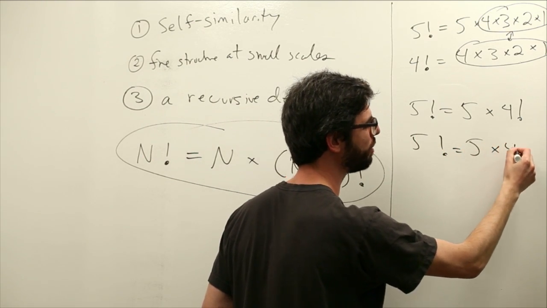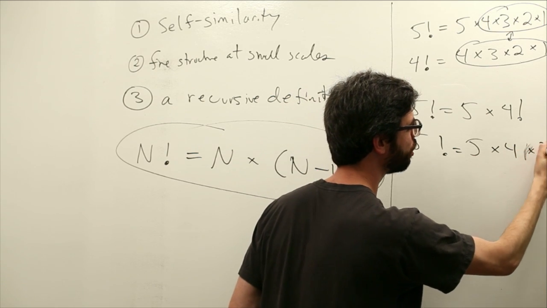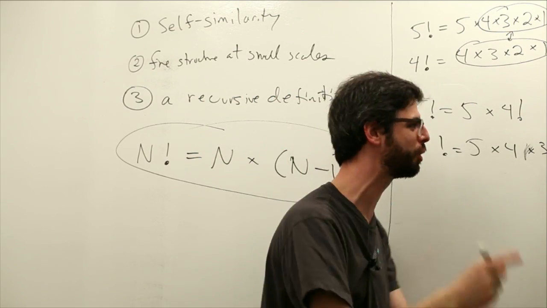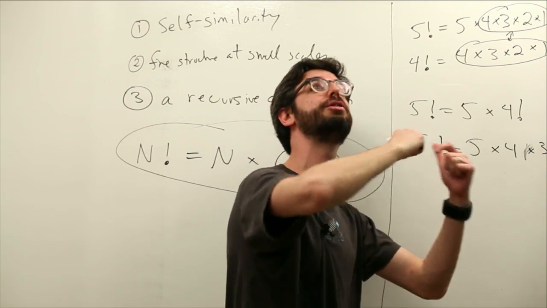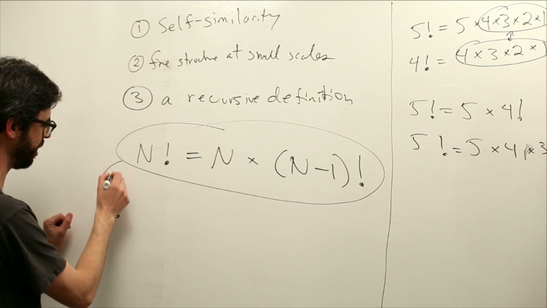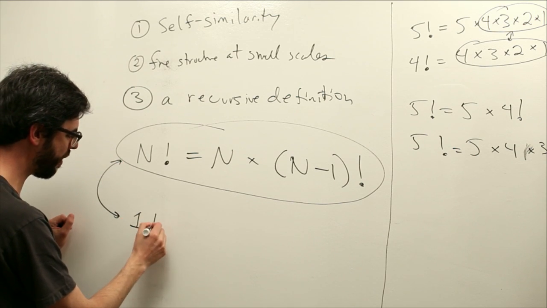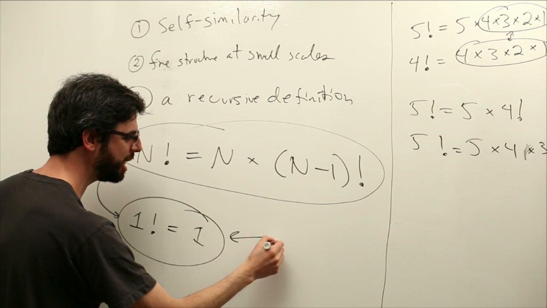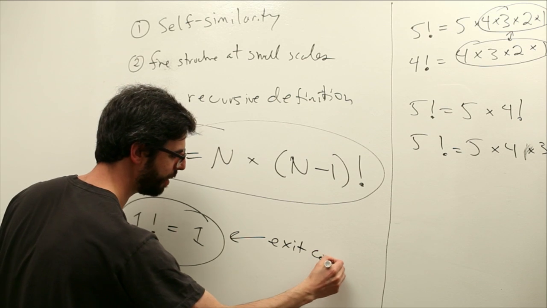5 factorial equals 5 times 4 times 3 factorial. Which means 5 factorial is 5 times 4 times 3 times 2 factorial, which is 5 times 4 times 3 times 2 times 1 factorial. And actually, we need to add something to this definition. 1 factorial equals 1. And in a way, this is our exit condition.